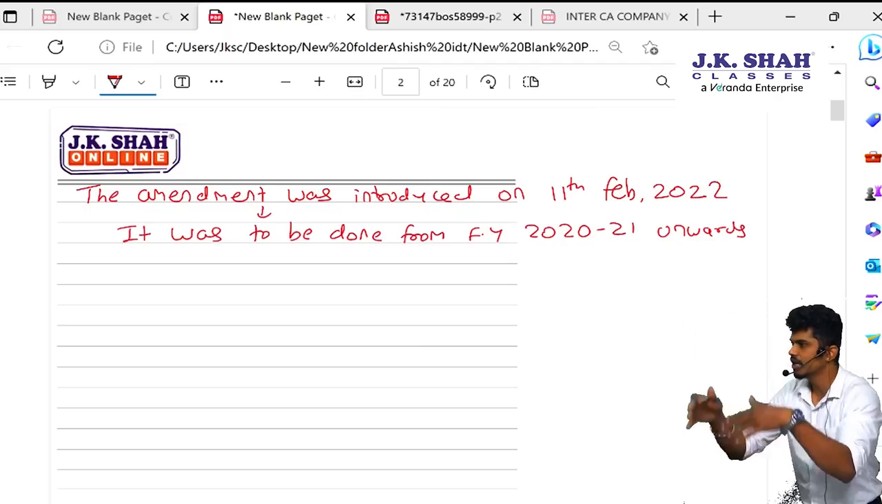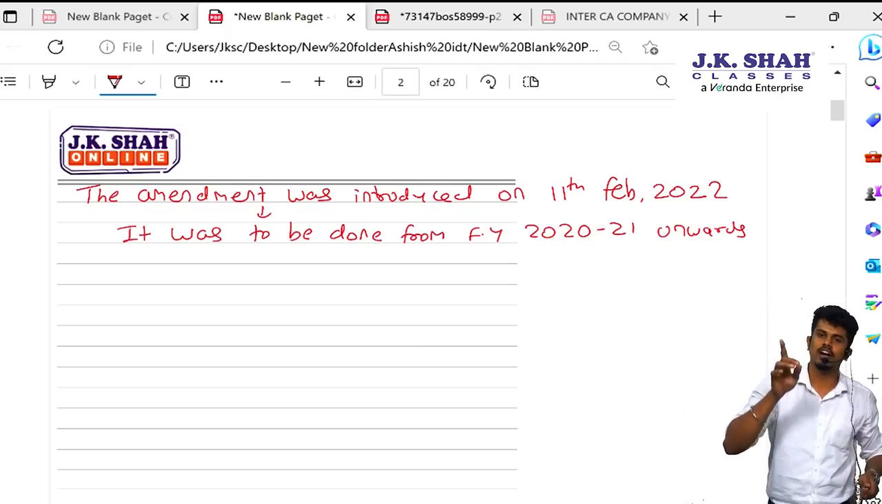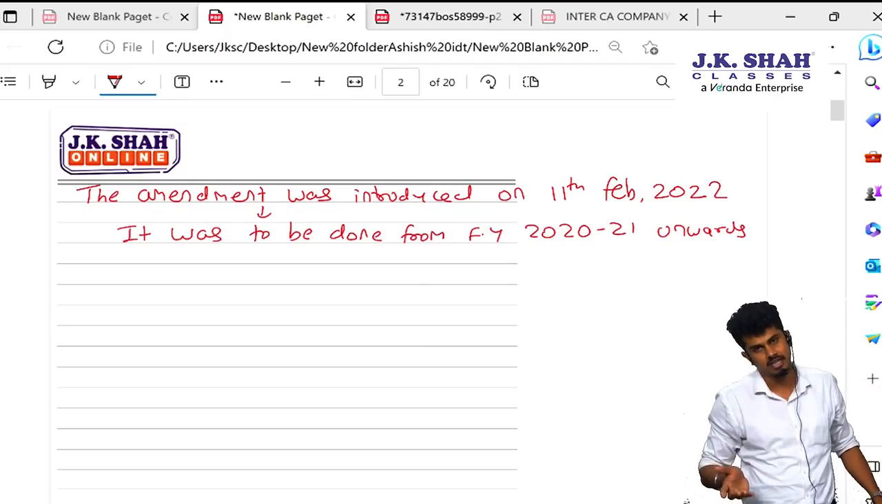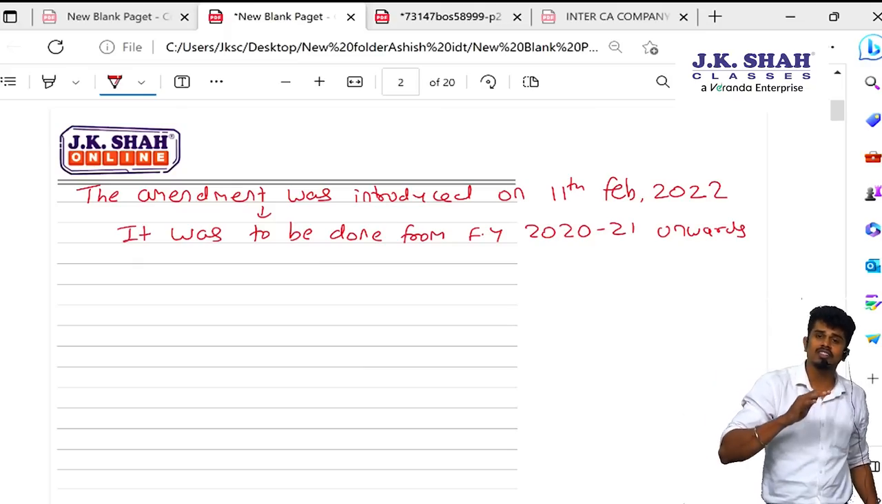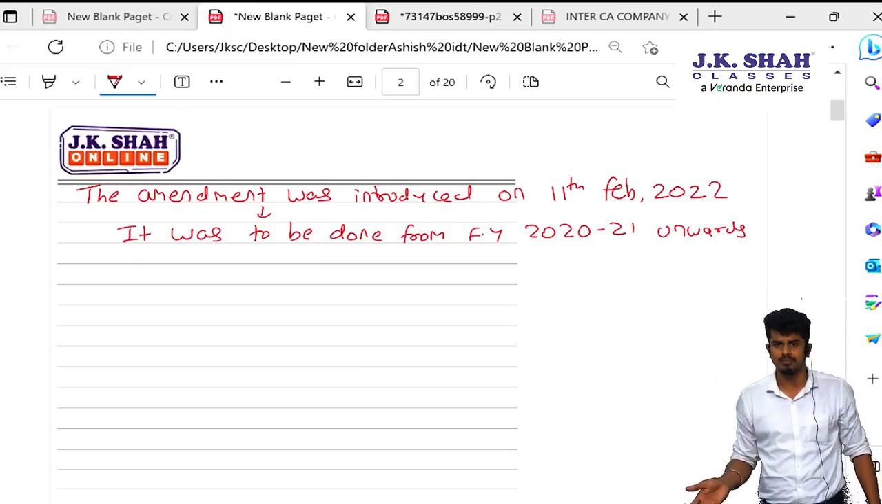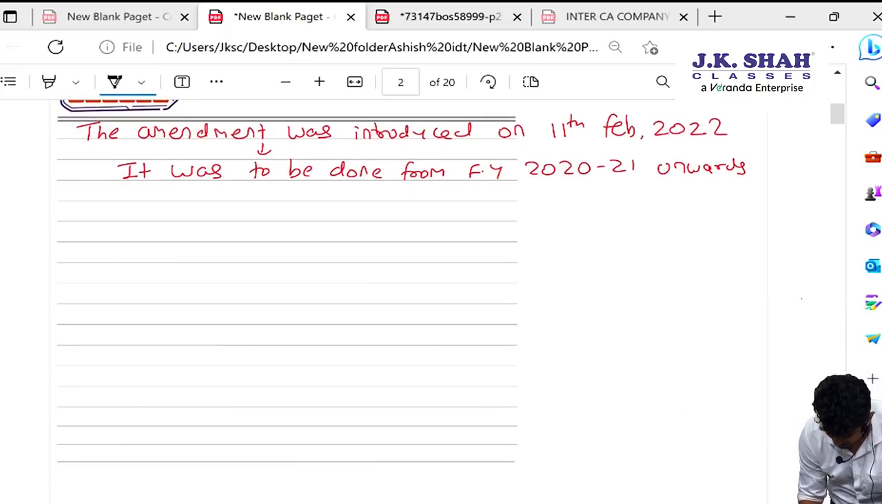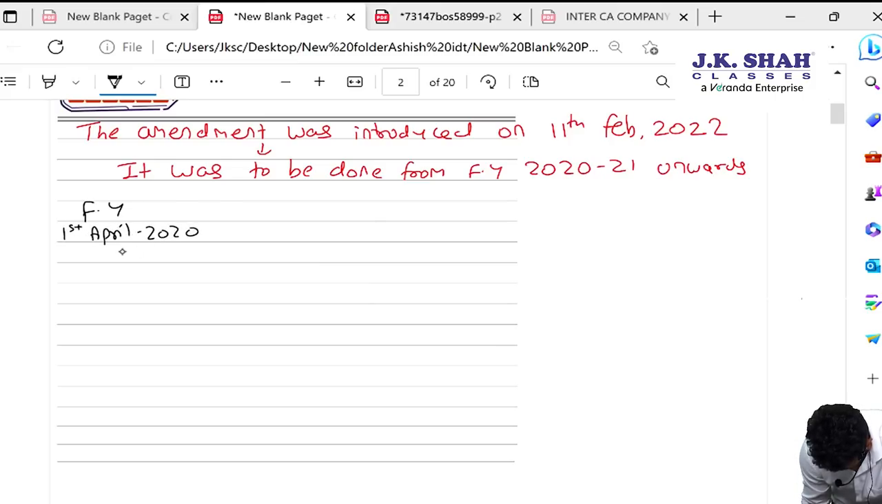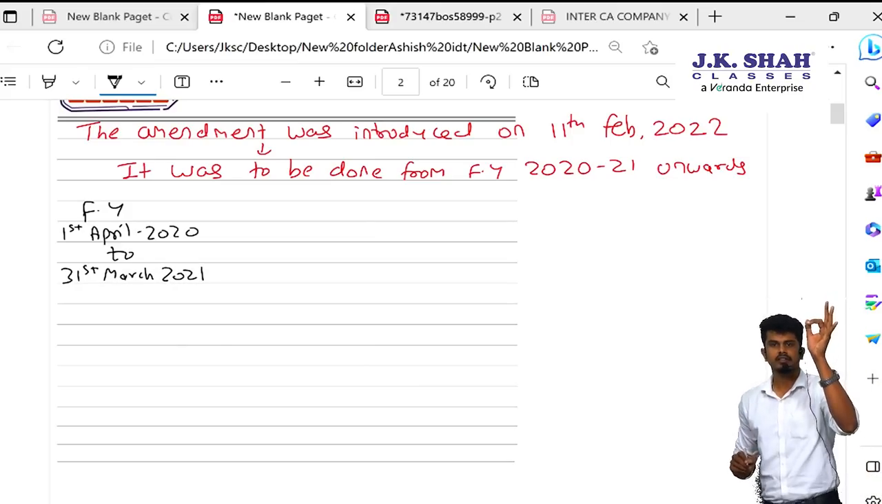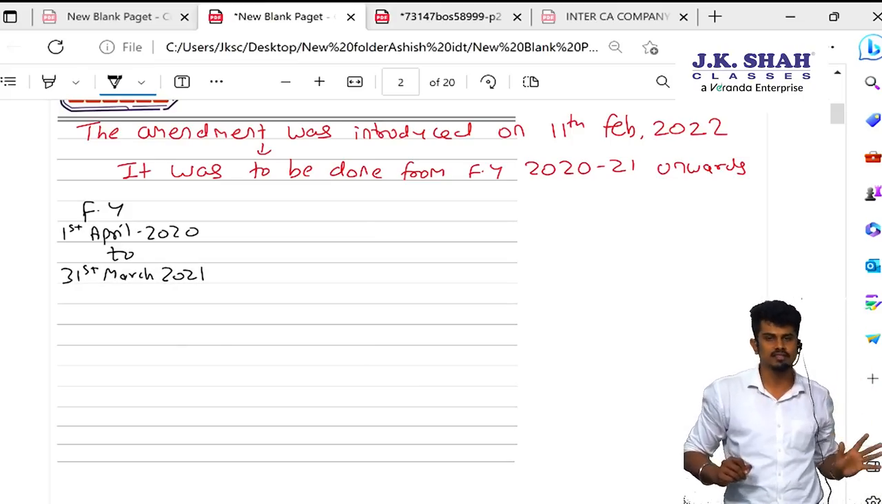They said everyone who is covered in CSR needs to file form CSR 2 along with your financial statements. And this requirement will start from the year 2020-21. Now, let me analyze this statement. See, financial year 1st April 2020 to 31st March 2021. This is the first year from which we have to file CSR 2.